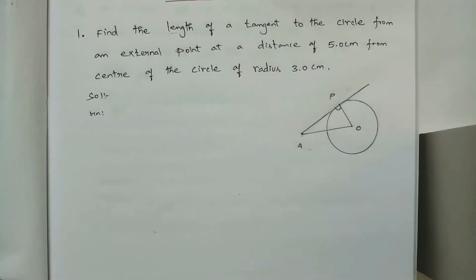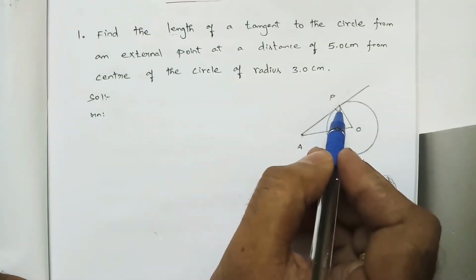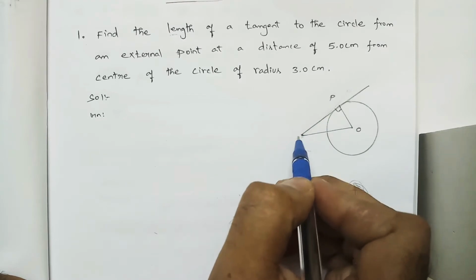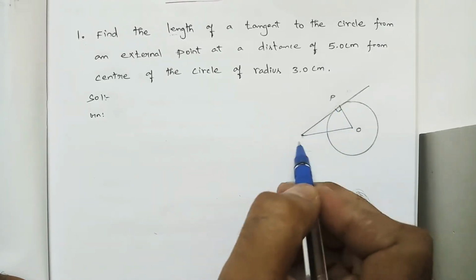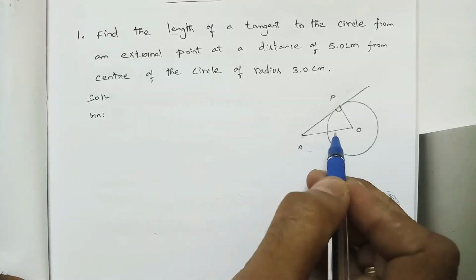Now what we want to find? First you want to know which is the adjacent side, opposite side, and the hypotenuse. This is the right angle triangle, with the right angle at P, and this is the base, this is the altitude, and this is the hypotenuse. OA is the hypotenuse, right?